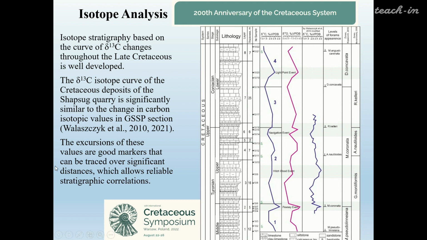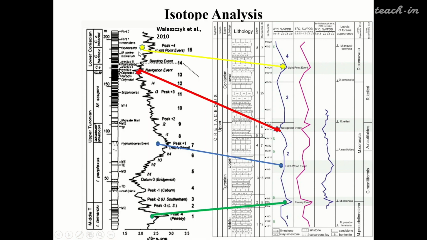The excursions of these values are a good marker and can be traced over significant distances, which allows reliable stratigraphic correlation. You can see all these events: the Hitch Wood event, Navigation event, and Lightpoint event in Shapsug quarry. And there is a very good correlation with data about the section from the publication of Wiese and others in 2010.